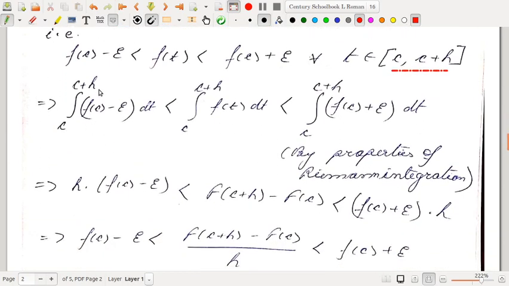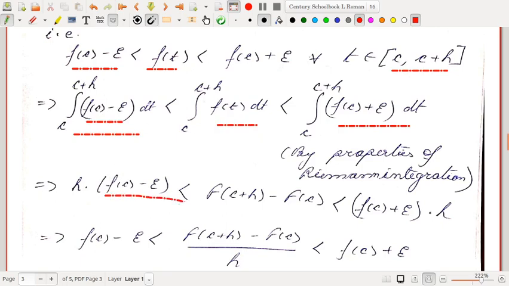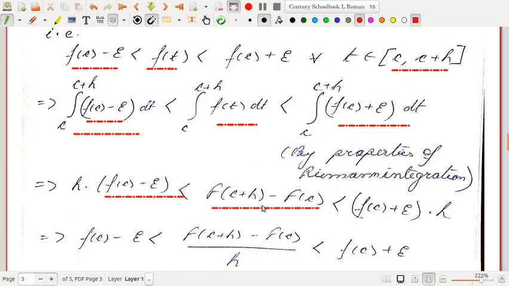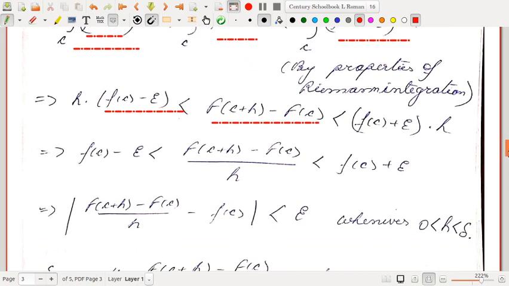So you integrate. Again we can use that result: f less than g means integral of f is less than integral of g. Already we have done this. So the integral from c to c plus h of this is less than the integral from c to c plus h of f(t) dt and less than this. The first one is independent of t, so it will come out, and the integral from c to c plus h of dt is h. And this will be F of c plus h minus F of c. We have already seen how.